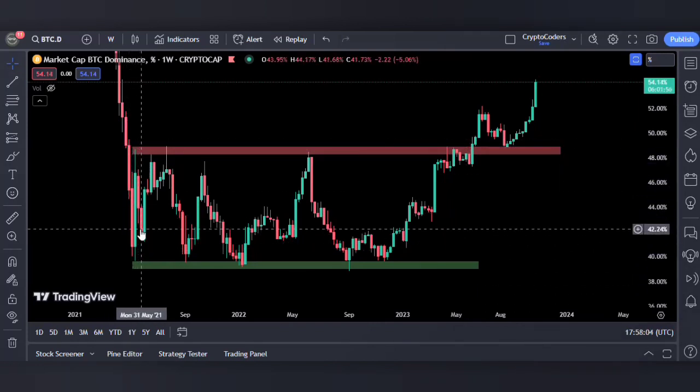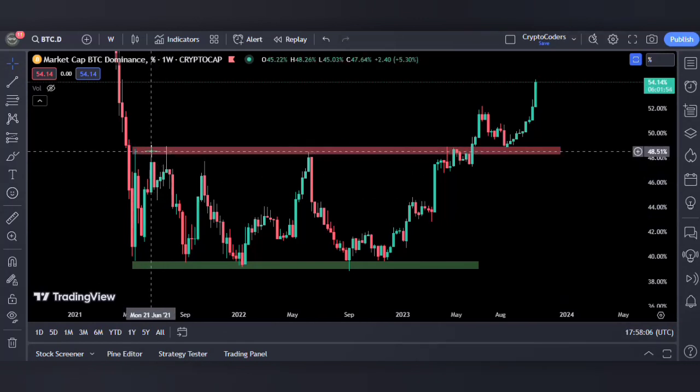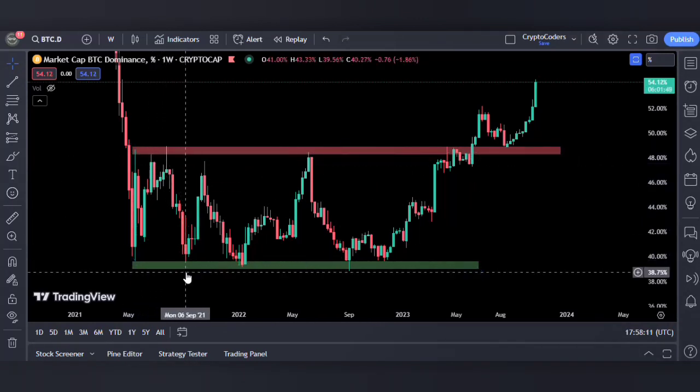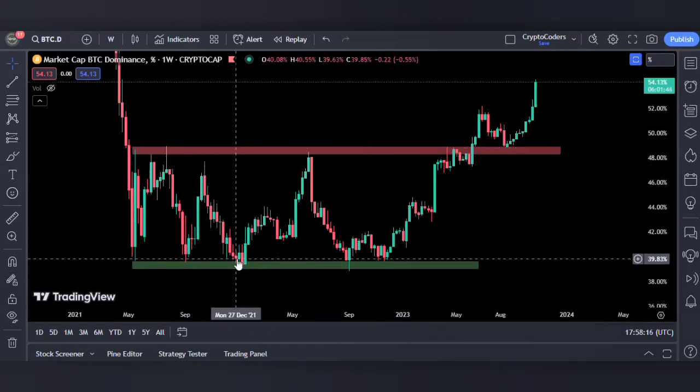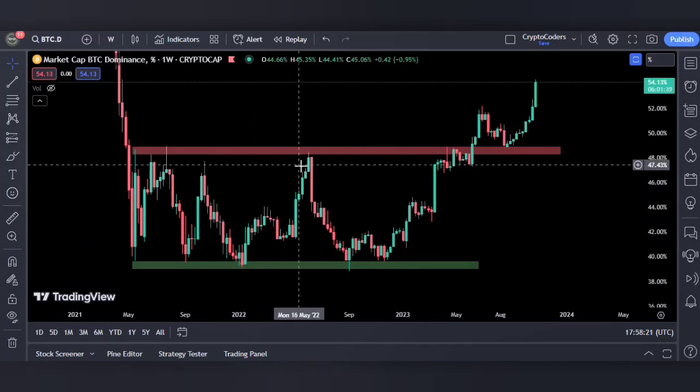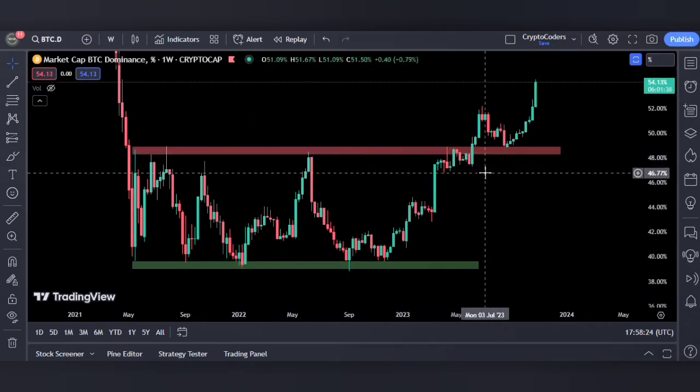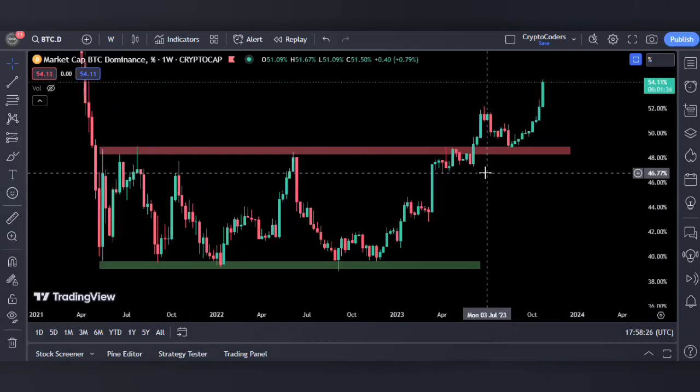Then you will wait for second taps on both areas. Second tap was here, again acted as resistance. So the resistance has been confirmed, and when it came down, the support has been confirmed. Then you saw that Bitcoin dominance just moved between these ranges until the resistance broke just recently.